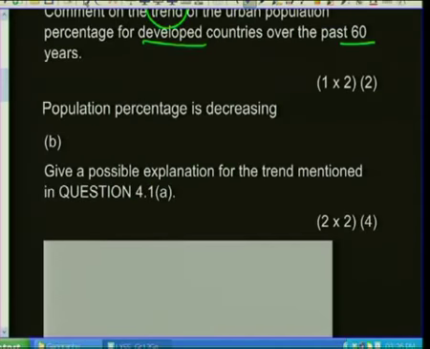Question B asks us to give a possible explanation for the trend mentioned in our previous question. They're asking us why our urban population in those developed countries is decreasing. It's fairly straightforward. What's happened is that over the centuries in those developed countries, you've had rural to urban migration all the time, but now the city's actually getting too full. The economies of those countries are fully developed, and you now get a process called counter-urbanization, where people actually start leaving the cities and start heading for the quieter rural areas.